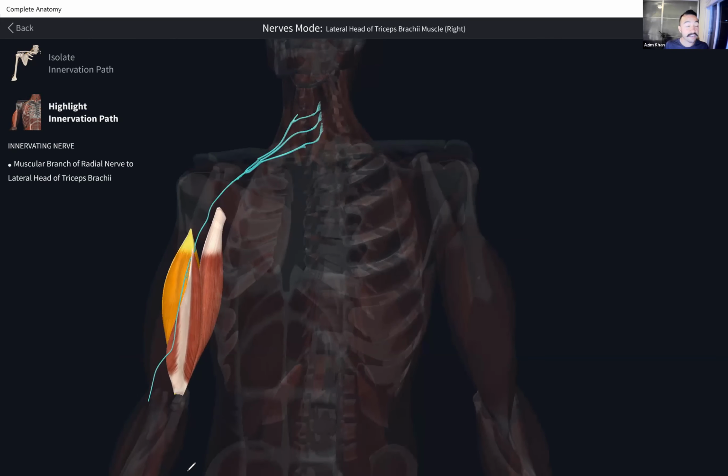A lot of things to know and a lot of resources to help you with it. So I encourage you to check out Complete Anatomy, Ackland's, and the videos of me pointing stuff out on the models.